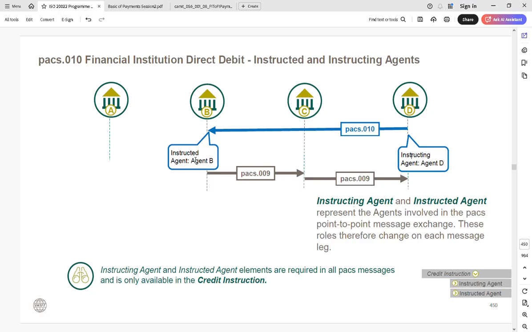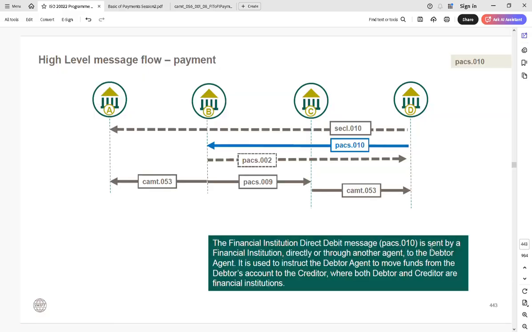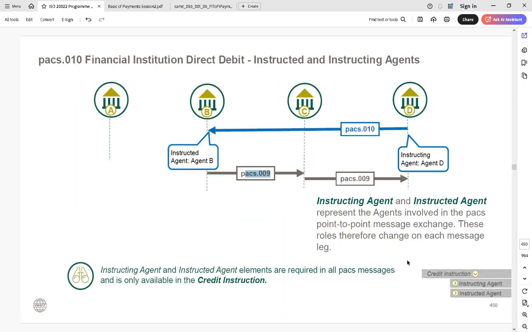Normally this flow is like the PACS.009 flow, the one below. This example is taken of bank to bank. Just now we saw it, right, if you remember. The financial institution direct debit message is sent by a financial institution directly or through another agent only. So when you are using PACS.010 messages, we are not going to use PACS.008 messages here. Okay, keep in mind. That's why all the examples are PACS.010 only here. So in this case the instructing agent is sending the request to the instructed agent via the instructing agent C here.